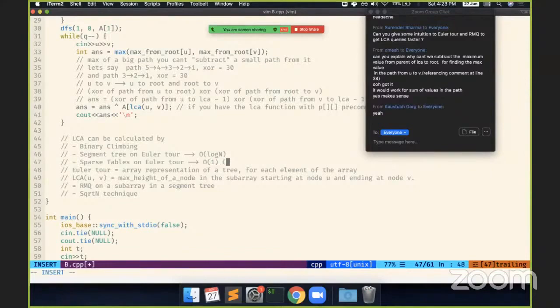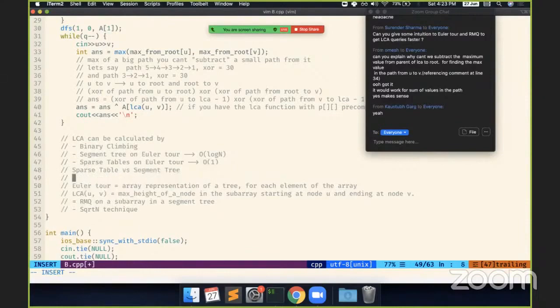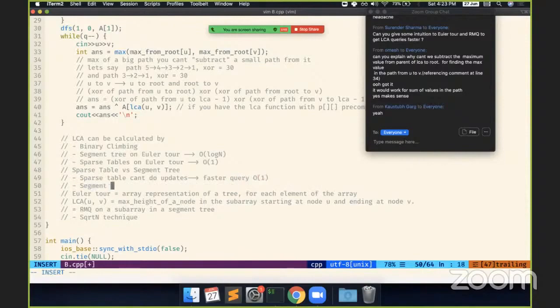But okay, so sparse table versus segment tree, for those who know it, the difference is sparse table can't do updates. Only one-time construction is allowed, but faster query, O(1) query. Segment tree can do updates in log n. I mean, you can do updates on sparse table also, but it'll take order n, so it's pretty useless. And slower query, O(log n). So if you use sparse table on Euler tour, then you can find LCA in O(1), which is pretty good.